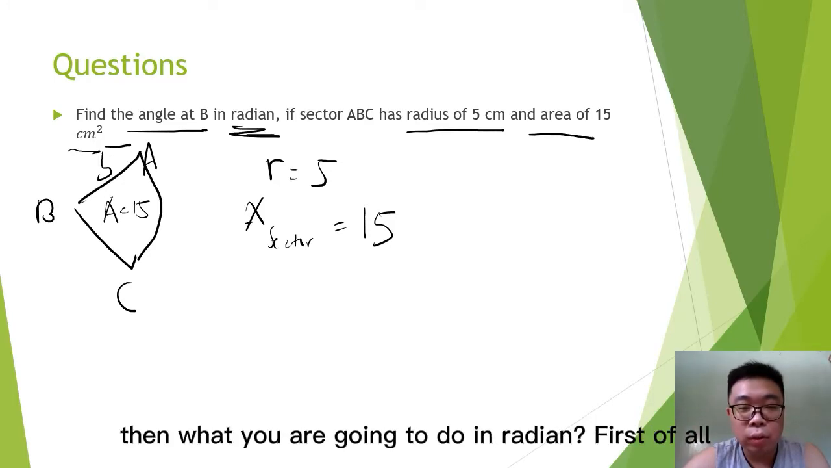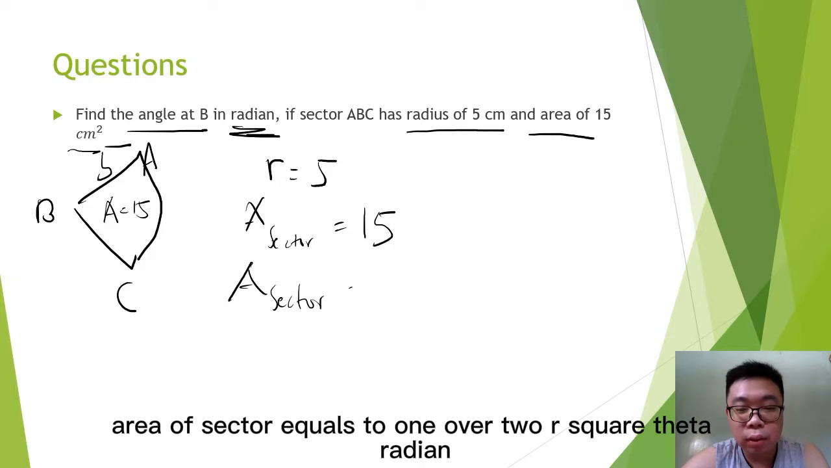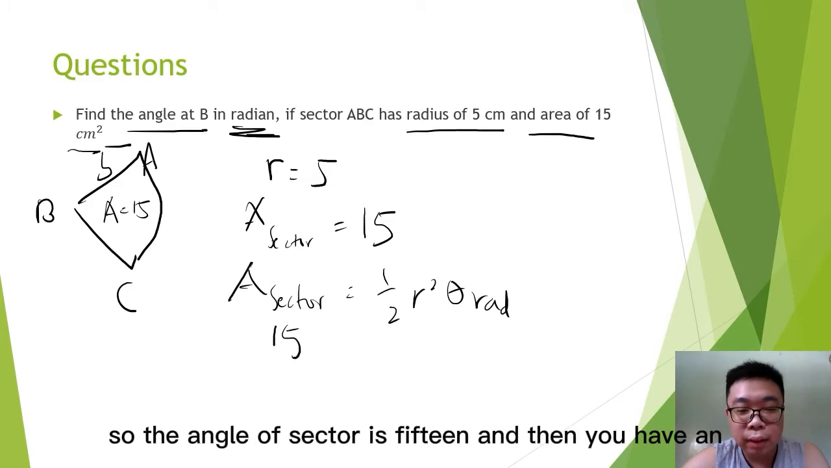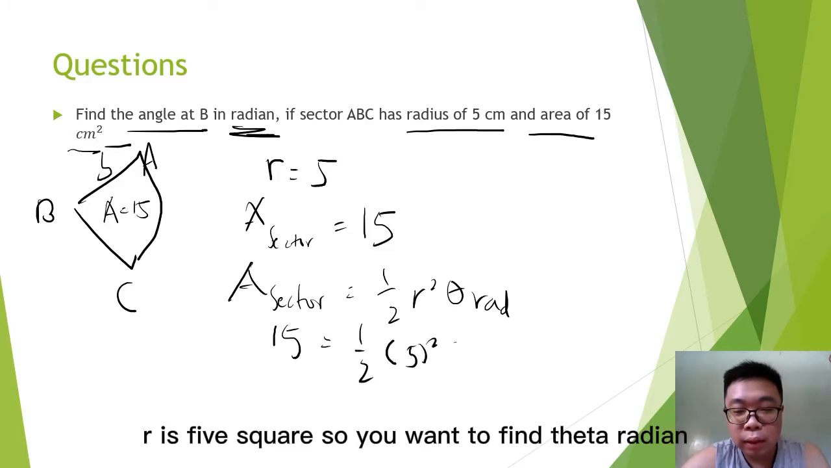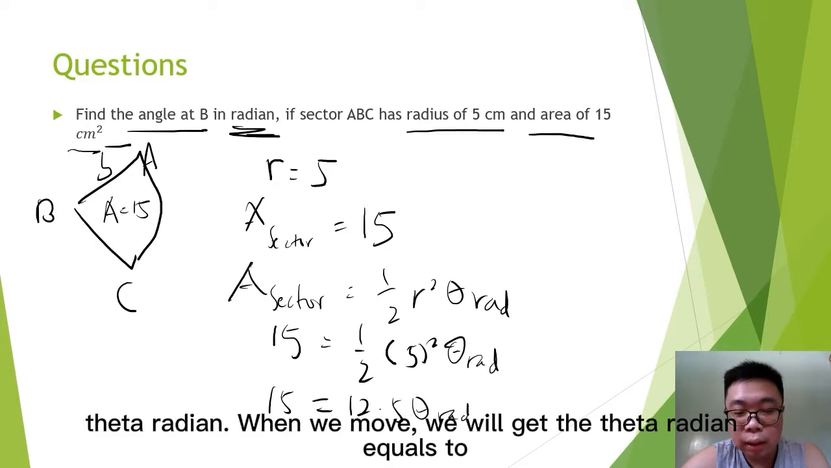In radian, first of all, you must recall the formula. Area of sector equals 1 over 2 r squared theta radian. By replacing in the formula, you will get the answer. So the area of the sector is 15, and then you have r is 5 squared. You want to find theta radian. So what will you get? You will get 15 equals 12.5 theta radian.